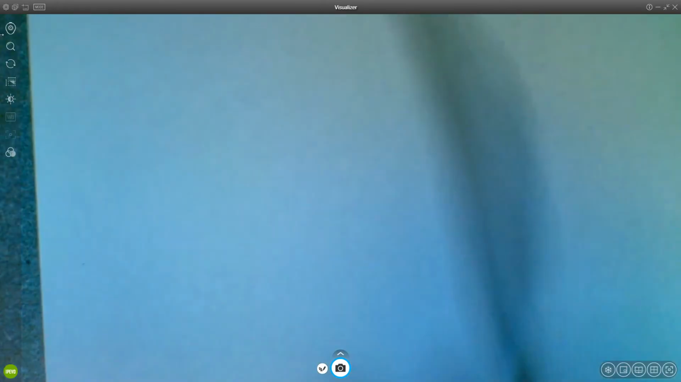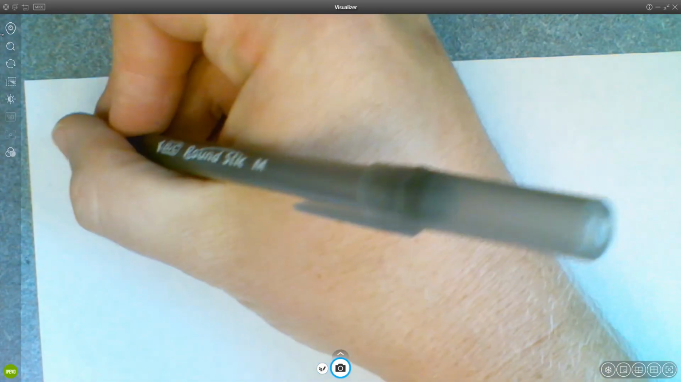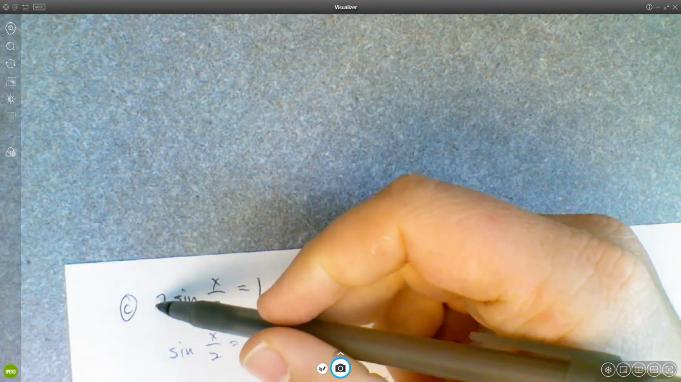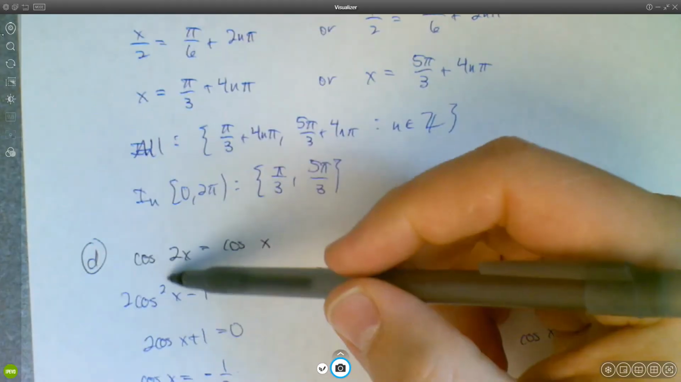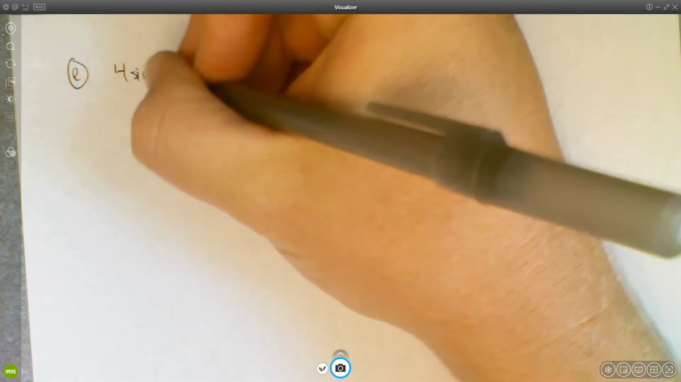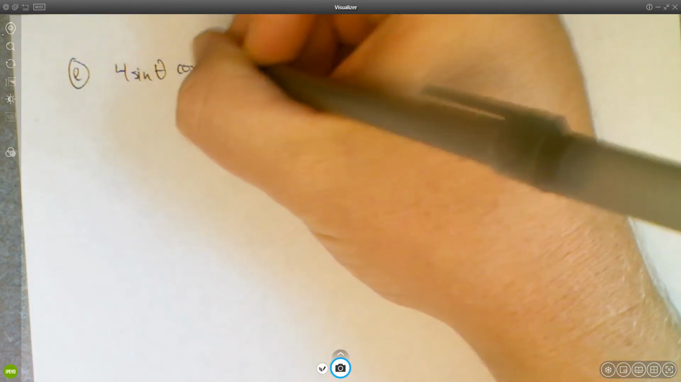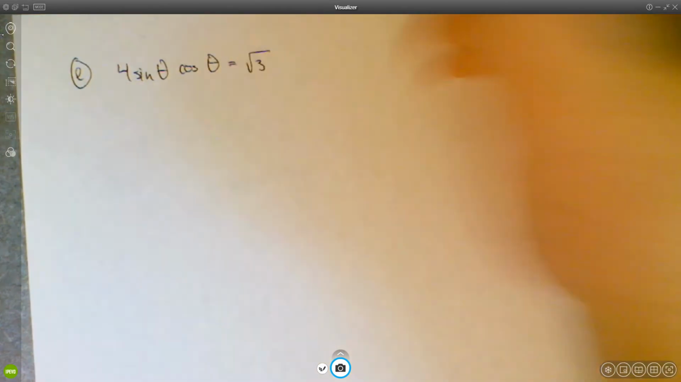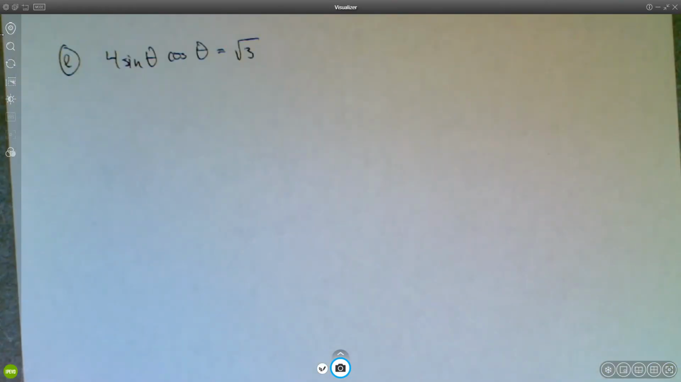Okay, here's another one. By the way, this one was example 1 from the textbook. This one that we just did was example 2 from the textbook. And now this one is going to be the exact same problem as example 3 from the textbook. And it's 4 sine theta cosine theta equals square root of 3.